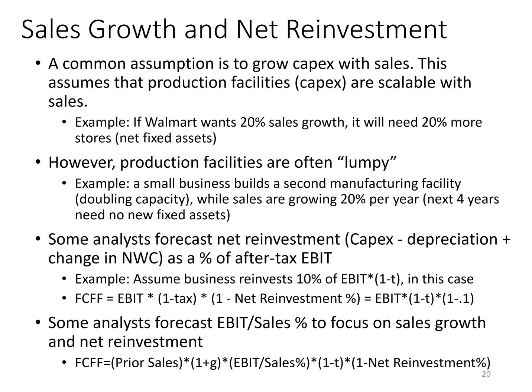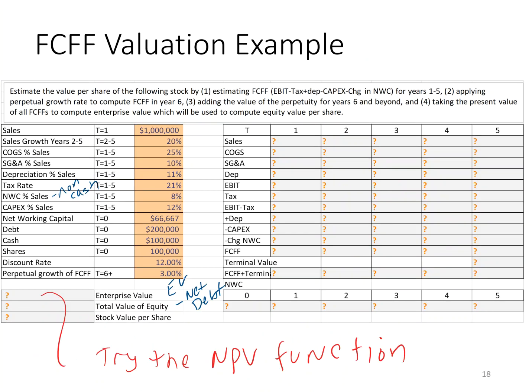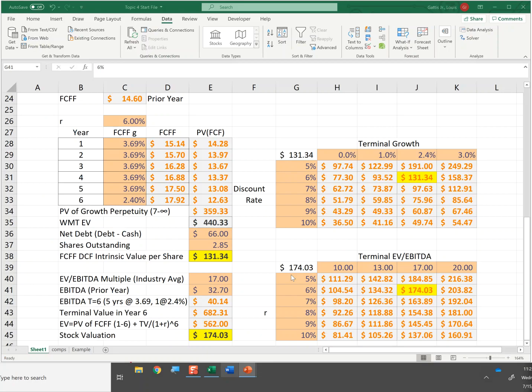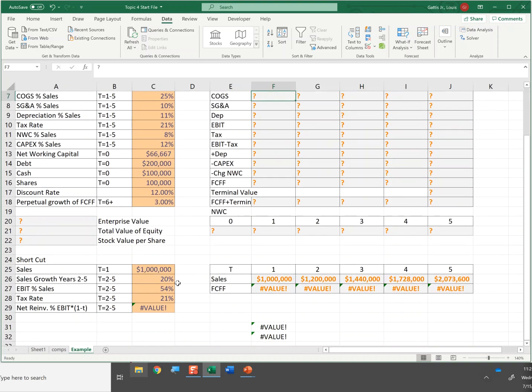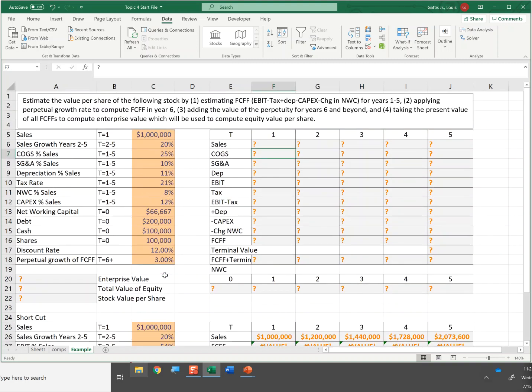So let's finish off this section by doing an example. It's not Walmart, so let's jump to the spreadsheet and take a look at this valuation. So we're going to estimate the value per share of the following stock by estimating free cash flows. Again, that's my EBIT after tax, add back depreciation, subtract CapEx, subtract changes in net working capital for years 1 through 5. We're then going to apply a perpetual growth rate in year 6 and add the value of the perpetuity to that. And so let's go ahead and do the valuation. And then we'll go ahead and do it with an enterprise value valuation also.